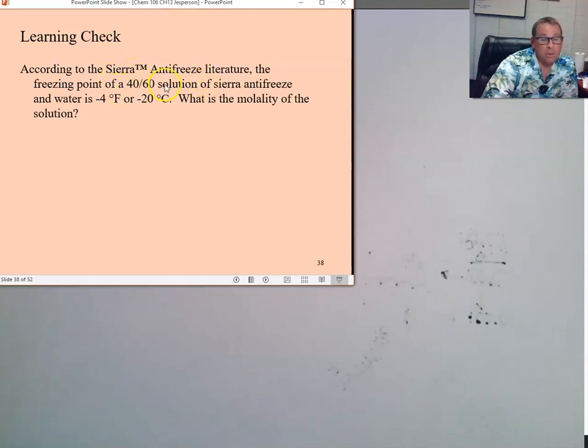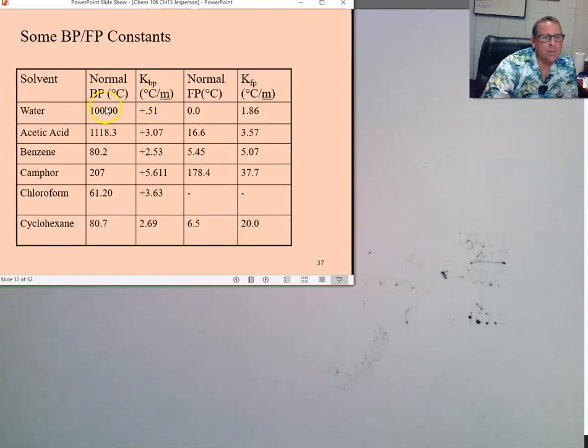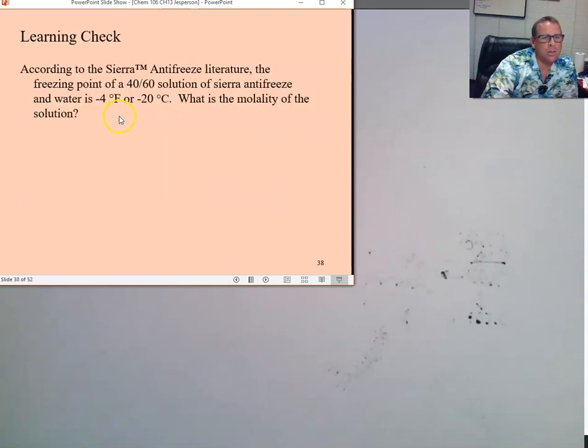The mole fraction, I mean, it's going to be a 40-60 mixture, a mixture of the antifreeze and what? What does the 60 represent here? And water. That's right. So from this 40-60 information, and maybe it was already intuitive, we know that the water is our solvent. And so we can go back here and look at the conditions for water.